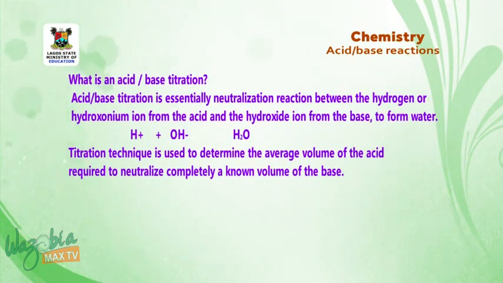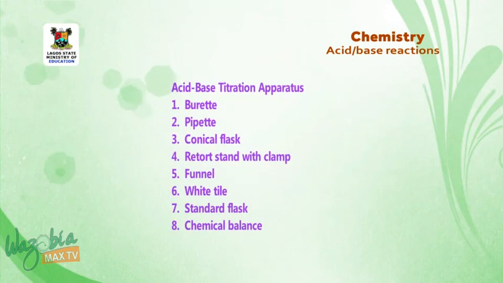What is an acid-base titration? Acid-base titration is essentially a neutralization reaction between the hydrogen or hydroxonium ion from the acid and the hydroxide ion from the base to form water. The titration technique is used to determine the average volume of the acid required to neutralize completely a known volume of the base.